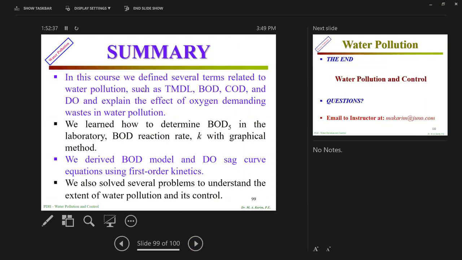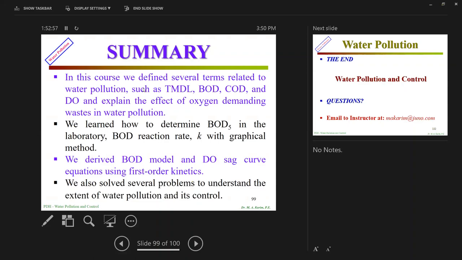So I think we are almost done. We have a few more minutes. In this course, we defined several terms related to water pollution, such as BOD and COD. I think we did BOD5 also, right? And dissolved oxygen. Explain the effect of oxygen-demanding waste in water pollution.